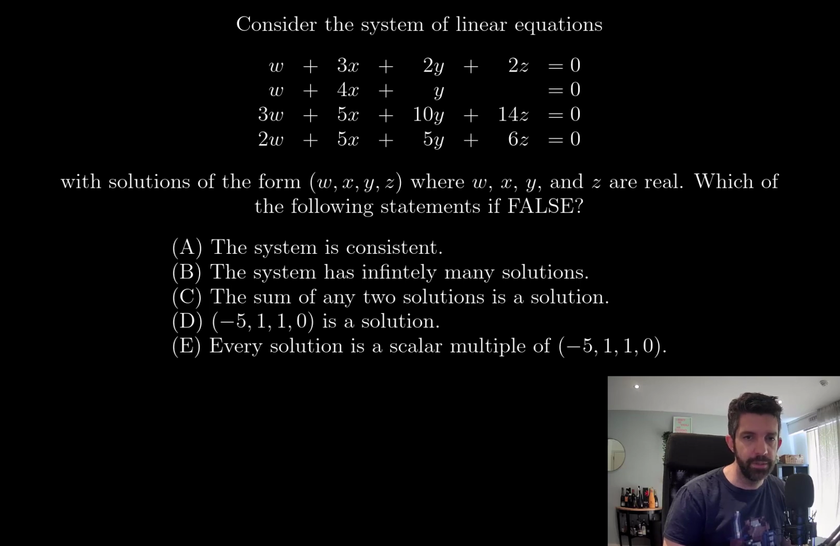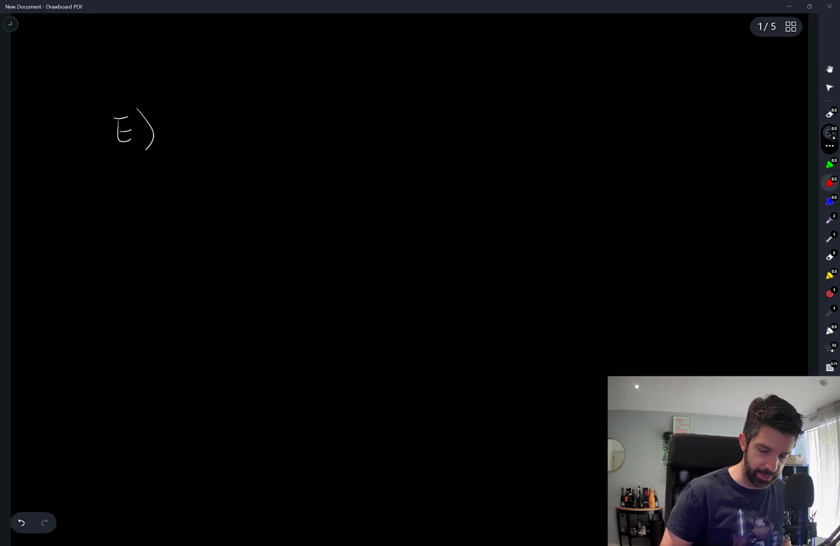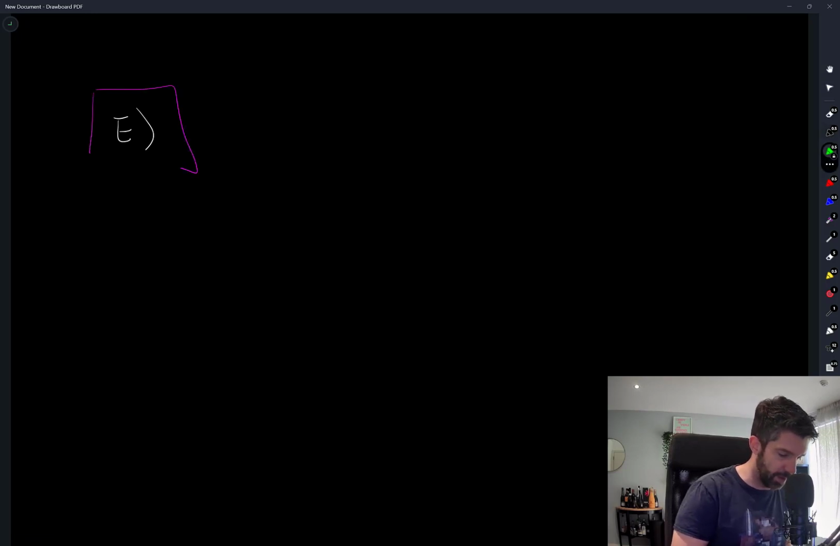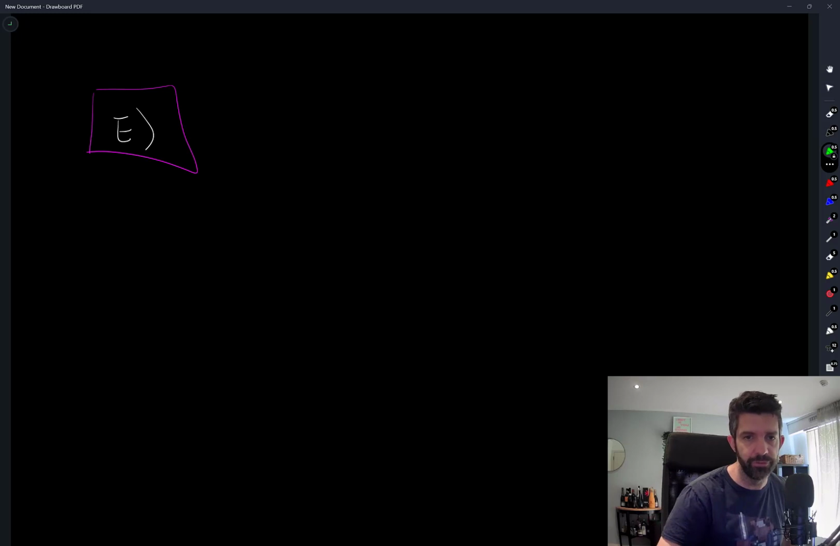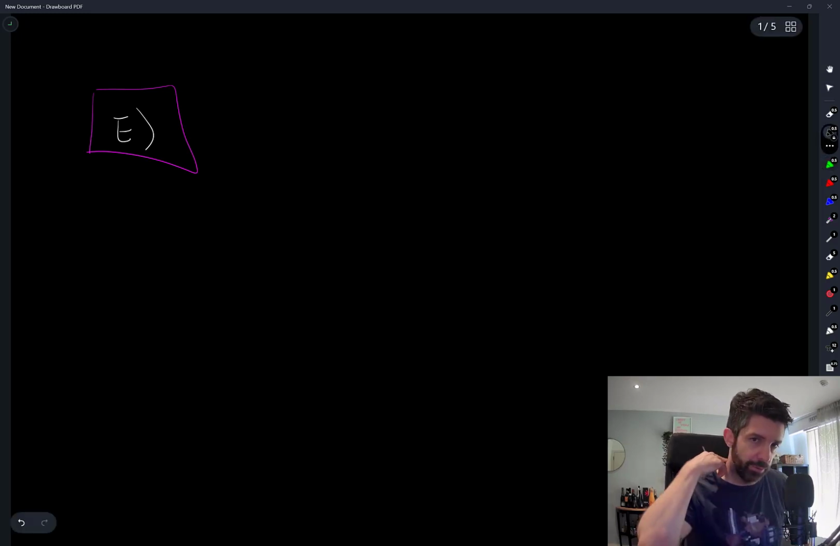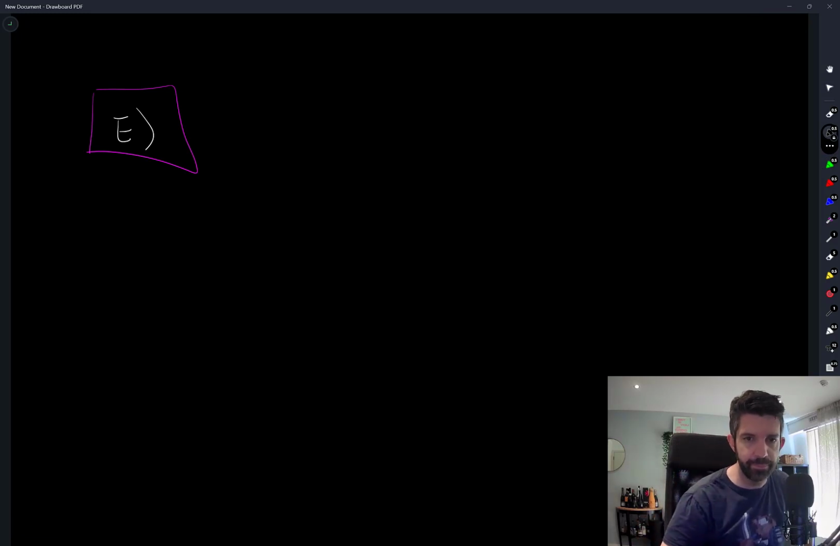If I have one non-trivial solution to a homogeneous system, then every multiple of that non-trivial solution will also be a solution. However, option E is the one that we can rule out. Option E is false, meaning that is in fact the correct answer. Now I haven't actually shown this, I've only worked it out by process of elimination here. But I've argued that options A, B, C, and D are all true. And so option E is the only one that can be false.